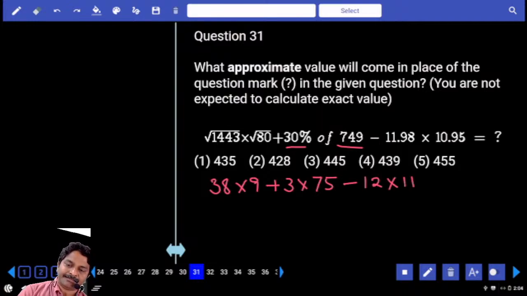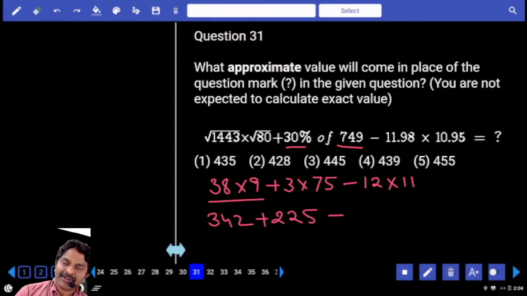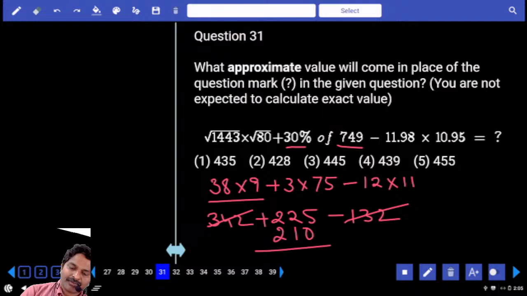Now let's start. 9 times, 10 times minus 1 time, 380 minus 38. 342 plus 3 times of 75, 225. From that we need to subtract 132. First subtract 132 from this number. Easy. 210. Sum of both the numbers.